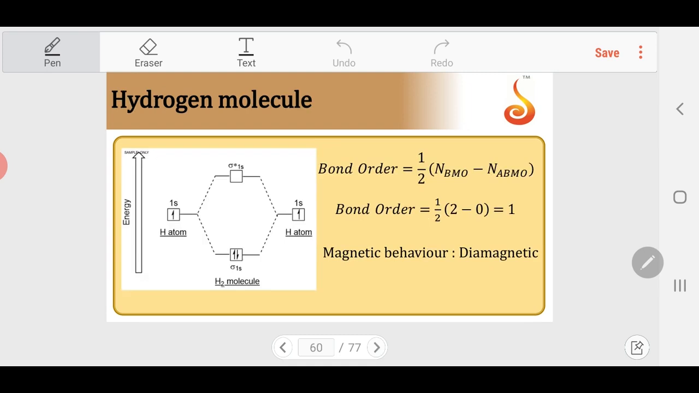Take the hydrogen molecule. As we know, in hydrogen there is a 1s electron in each of the two hydrogen atoms. So the total number of electrons in the system is 2. Two atomic orbitals overlap to form two molecular orbitals, sigma 1s and sigma star 1s. With only two electrons, both go to sigma 1s because I have to follow the Aufbau principle. So the number of electrons in bonding is 2, and the number of anti-bonding electrons is 0. So bond order is half of 2 minus 0, which is equal to 1. That means there is a single bond between the two hydrogen atoms. Since there are no unpaired electrons in the molecular orbital, the magnetic property will be diamagnetic.